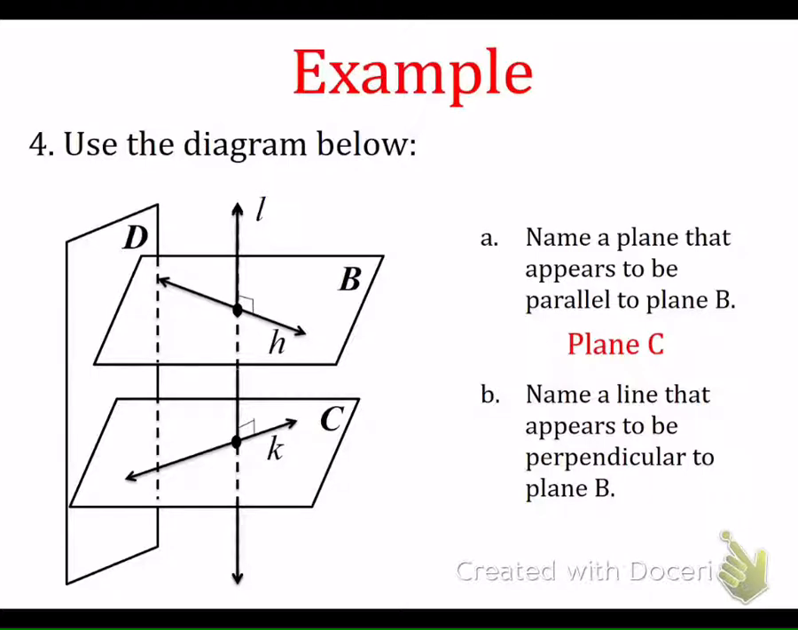Now I want to name a line that appears to be perpendicular to plane B. So plane B is right here. What's a line that makes a right angle with this plane? Line L. So again, you could write line L, or you could do L with the line symbol.